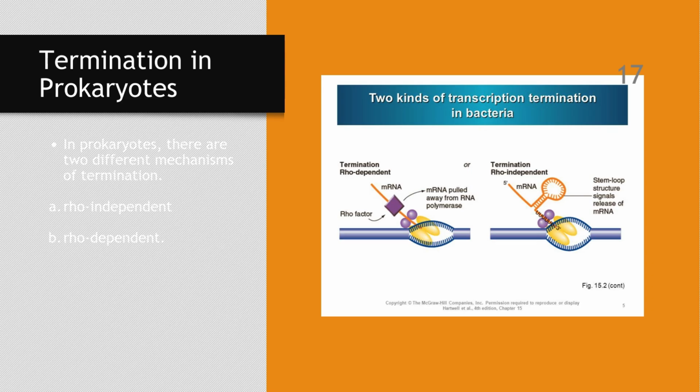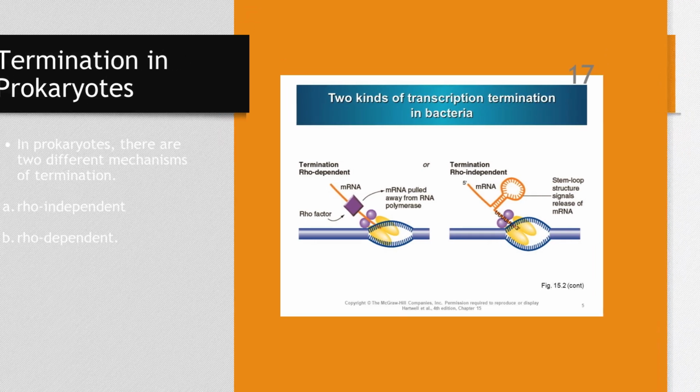The second is Rho-dependent termination, which requires a helper protein called the Rho factor. Rho binds to a specific site on the newly made RNA transcript and uses energy from ATP to move along the RNA towards the polymerase. When it catches up, it unwinds the RNA-DNA hybrid within the polymerase, forcing it to stop and release both the RNA and the DNA template.